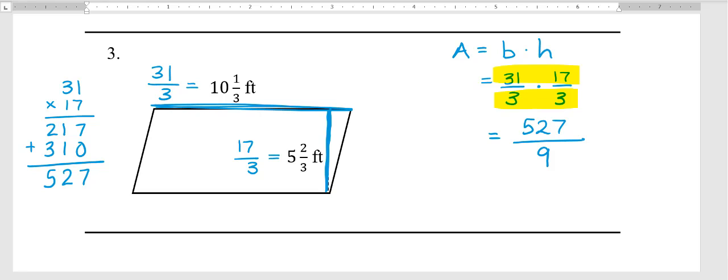What's my unit going to be? Feet squared, because I'm doing area. I have to be in square feet.